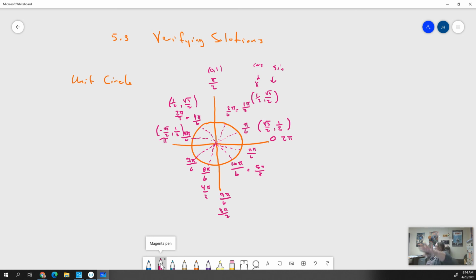Do you have to memorize how to get this? No. Go on Google, look up unit circle. Go to one of the old sheets. Maybe I'll post it in PowerSchool, one of the old sheets that we have that have all that on it already.